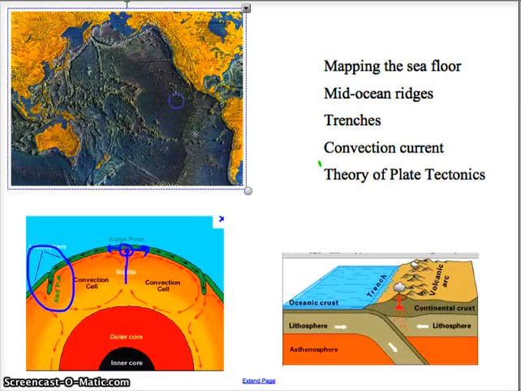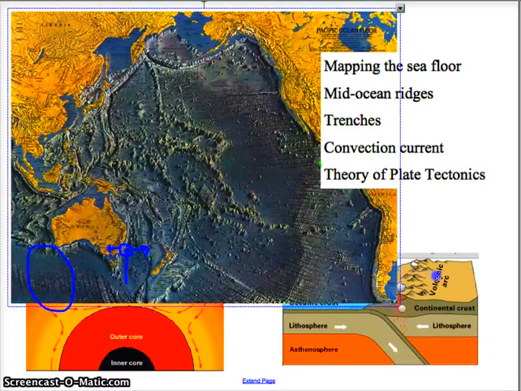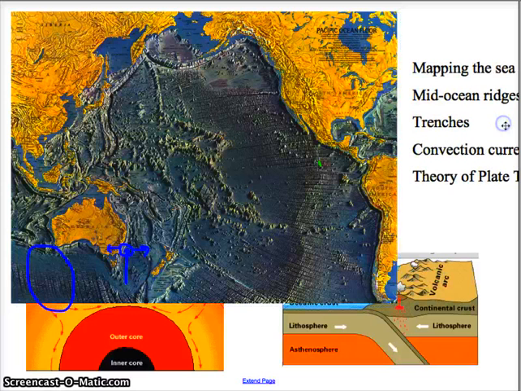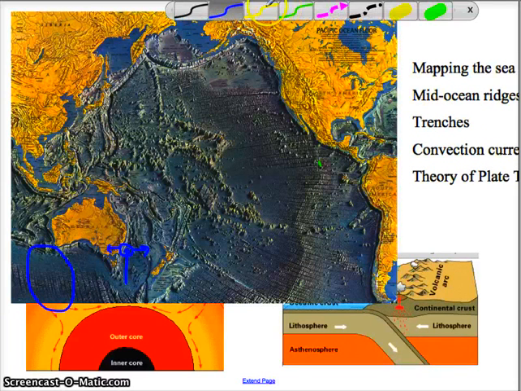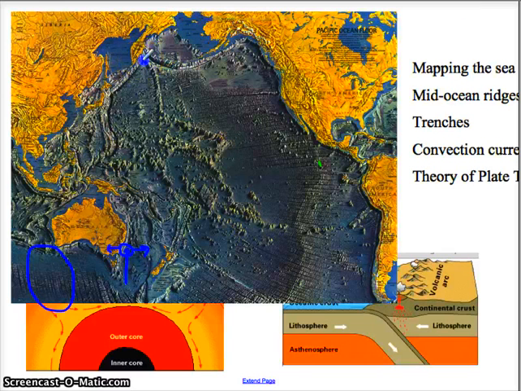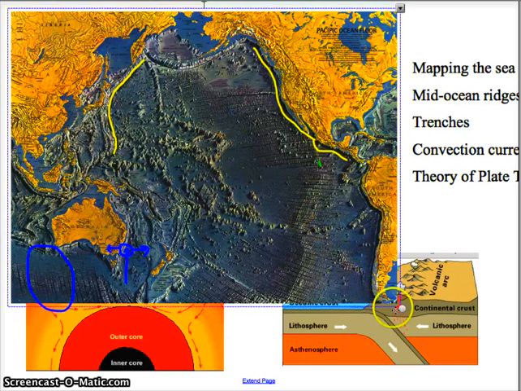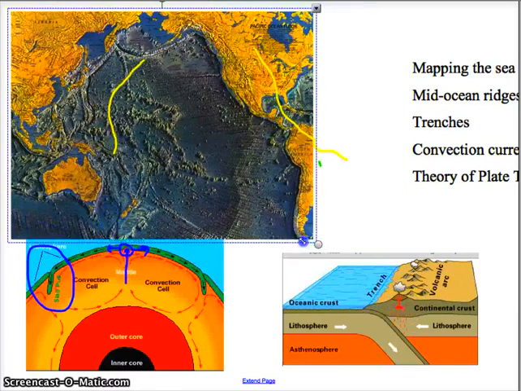Let's go back to the regular map and see where some of these trenches are. Oh, and I have to move this again. Some of these trenches are in areas like this. Look at this trench right here. Some of the deepest areas in all the ocean are the trenches. And notice, they're fairly close to land. They are indeed fairly close to land. Now, here's what scientists say. These trenches showed them that this is a place where that land could go.